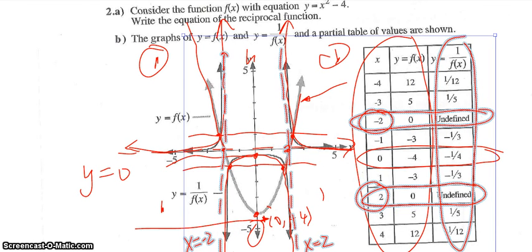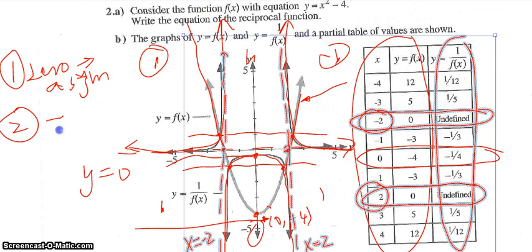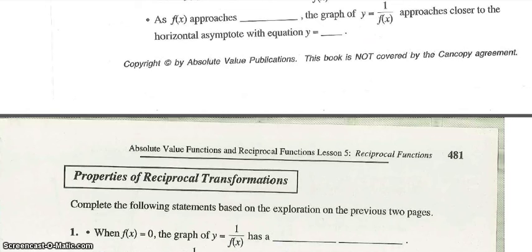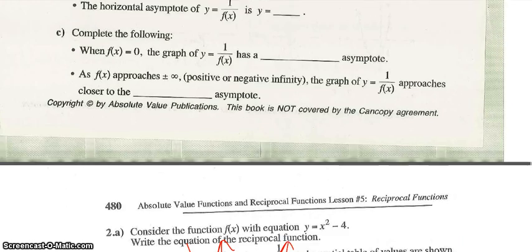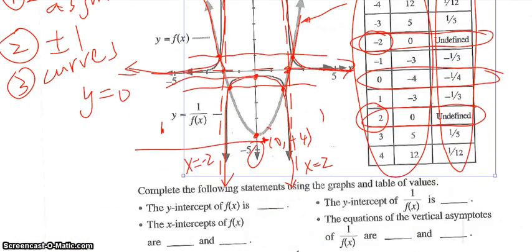So this is how you do it. You follow the same 3 steps. Number 1, 0 becomes asymptote. Number 2, plus or minus 1 is your invariant point. Number 3, you just complete it by drawing the curves. Same principle. Let's see, is there something they want us to write down? Sure, they want us to complete some notes here.